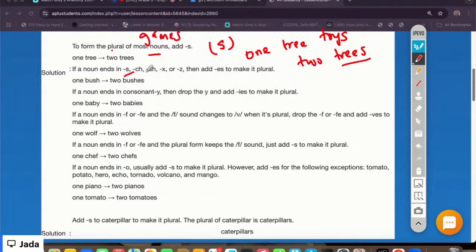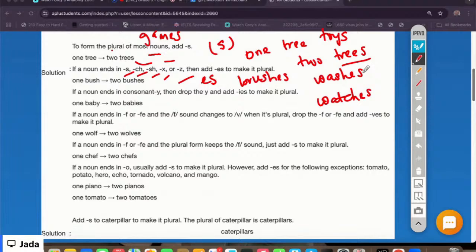Now, if a noun ends with s, ch, sh, x, or z, then you have to add es to make it plural. So if it ends with any of these, you have to add es. So we'll have brushes, washes, watches. Because it ends with ch or sh, we just add es, and it gives us the plural form.